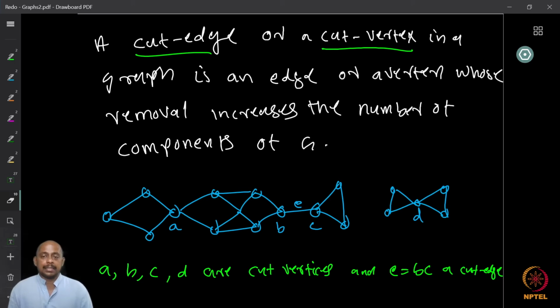Now what about the cut edges? E is the only cut edge here. If I remove E, it increases the number of components. And there is no other edge whose removal increases the number of components. Just by removing one edge, you cannot increase the number. So E is a cut edge, and A, B, C, D are cut vertices of this graph.